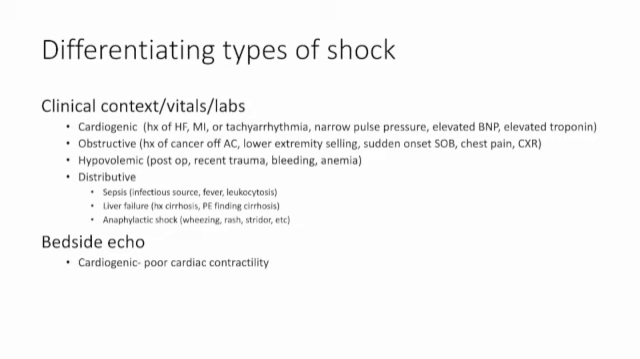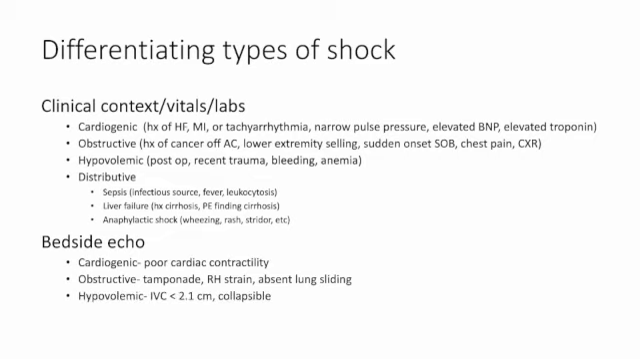And then with a bedside echo, in a patient in cardiogenic shock, they're going to have poor cardiac contractility. And in a patient with obstructive shock, if it's caused by cardiac tamponade, you're going to see a large pericardial effusion on bedside echo. If it's caused by a massive pulmonary embolism, you're going to see right heart strain. And if it's caused by a pneumothorax, and you know how to do a lung exam, then you're going to see absent lung sliding. And for hypovolemic patients, their IVC is going to be small. It's going to be less than 2.1 centimeters and collapsible.